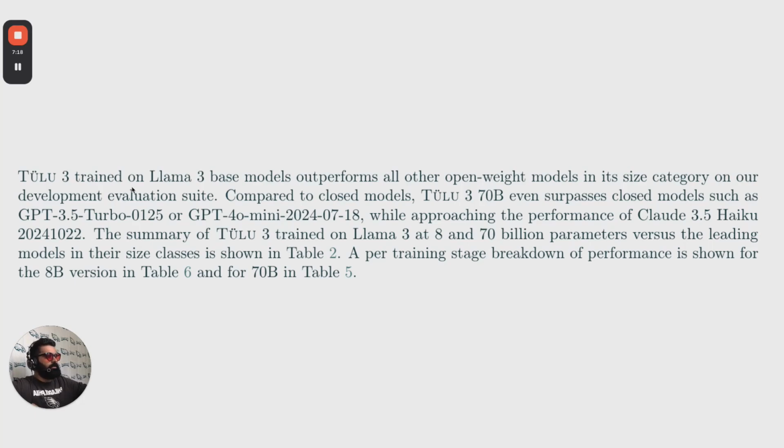This is a quick snapshot of where this is heading. The result is that Tulu 3, their final model with SFT, DPO, and RLVR, trained on Llama 3 base models, outperforms all other open weight models in its size category on our development eval suite. Compared to closed models, Tulu 3 70 billion even surpasses some, such as GPT 3.5 Turbo and GPT 4o Mini, and approaches the performance of Claude 3.5 Haiku. I think that's really interesting to see, and we will concretely look at that: the 70 billion parameter model is reaching the performance of Haiku and these other closed models.